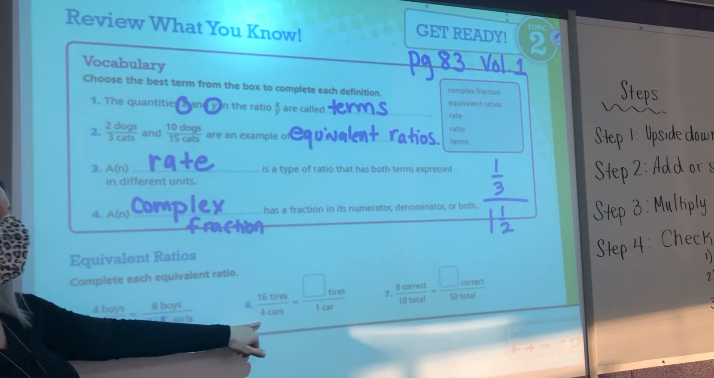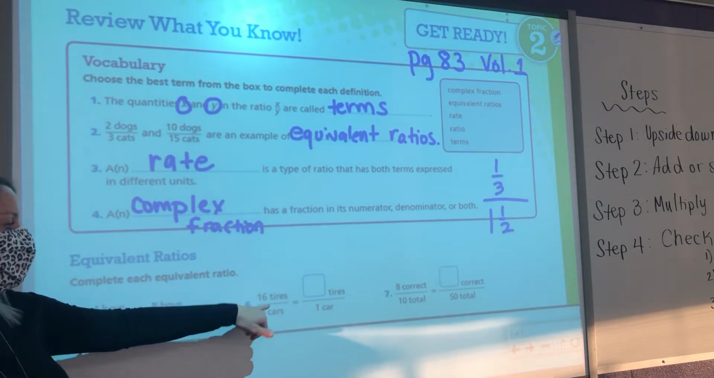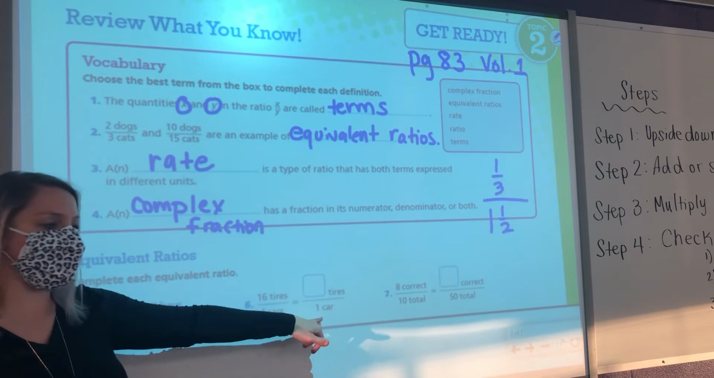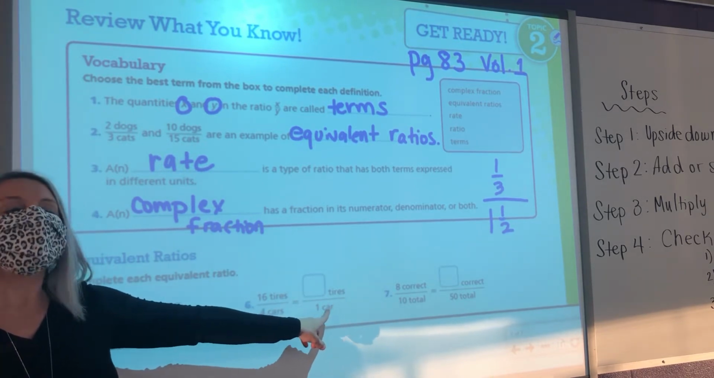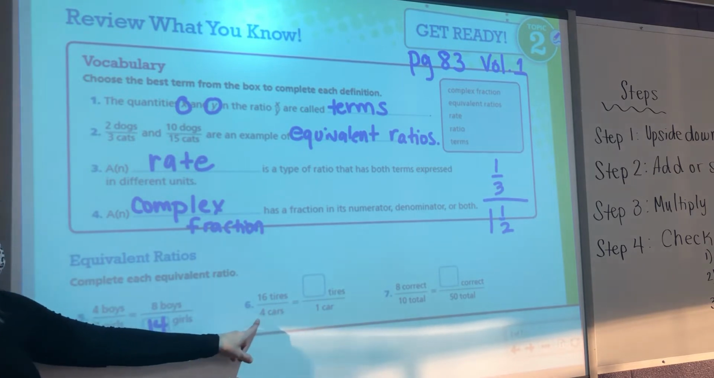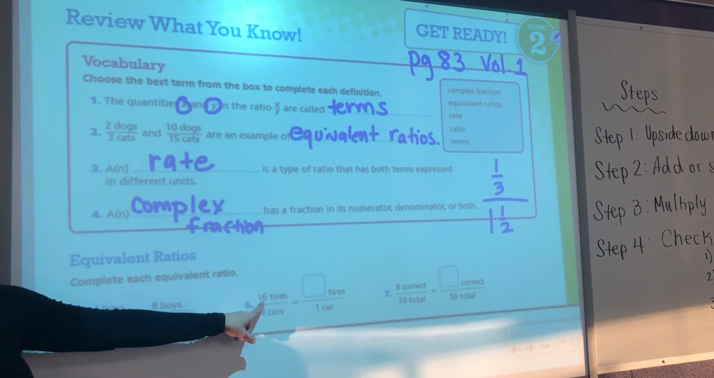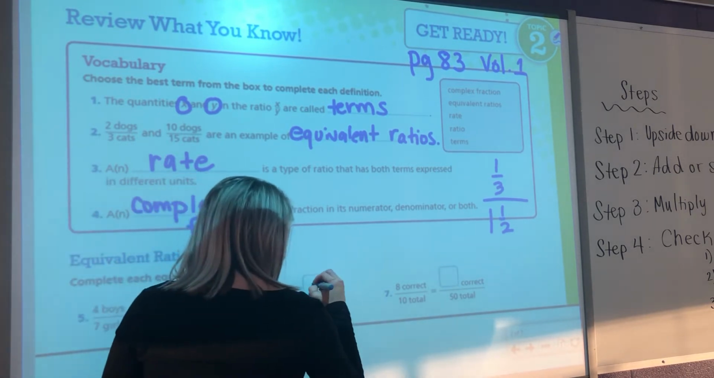So 16 tires to 4 cars is equal to blank tires on 1 car. How do I get from 1 to 4? Divide by 4. So if I divide 4 by 4, I also need to divide 16 by 4. So how many tires in a car? 4.